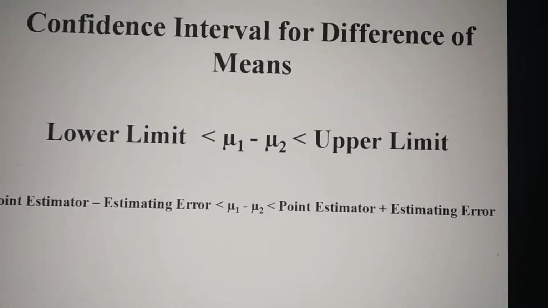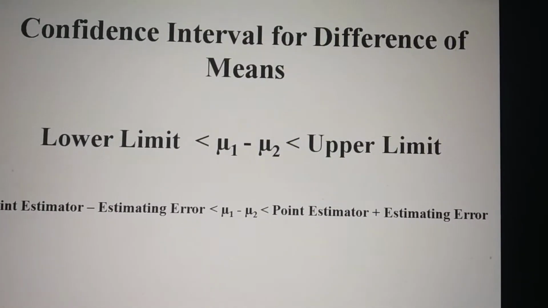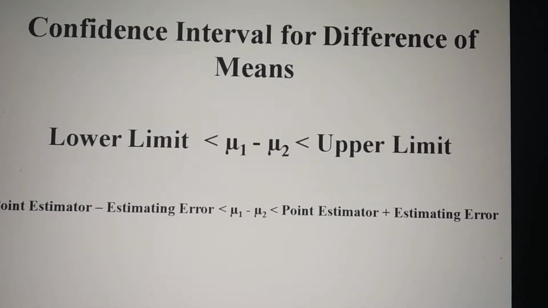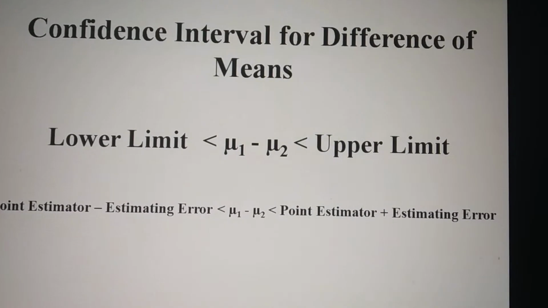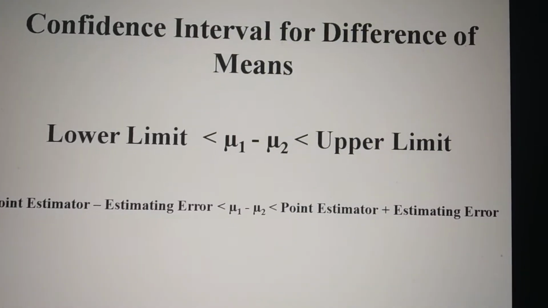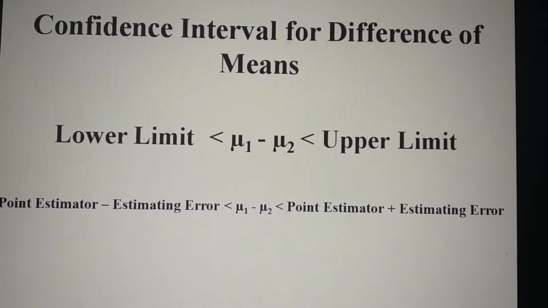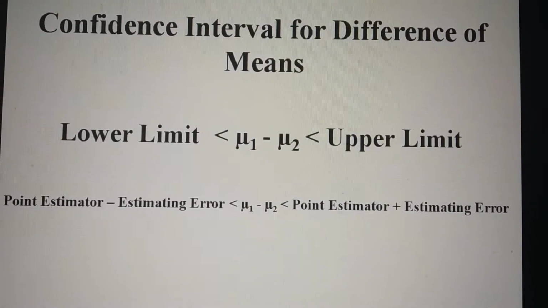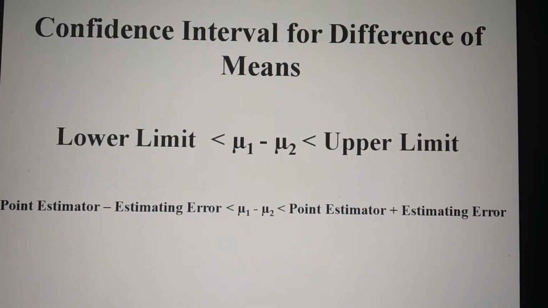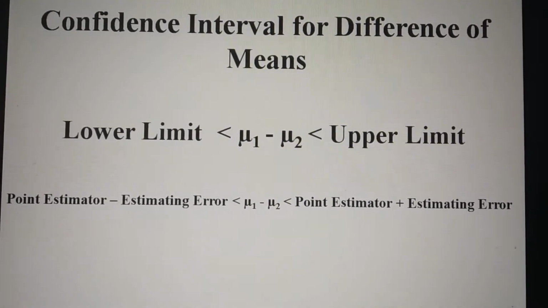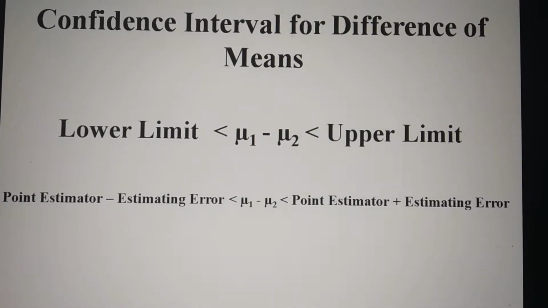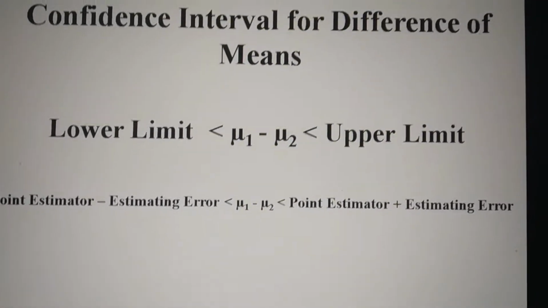Assalamu alaikum. In this video we'll be developing the confidence interval for the differences of two population means. As you can see, we have a formula: point estimator minus estimating error till point estimator plus estimating error. So we have to find out what we mean by point estimator and what is meant by estimating error.